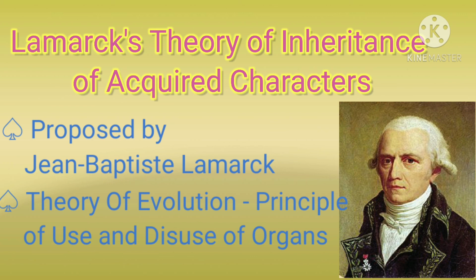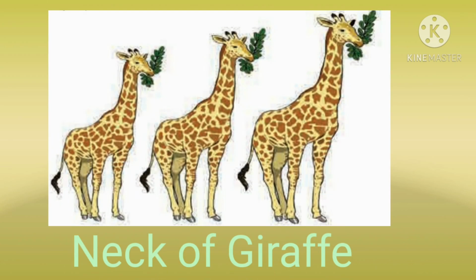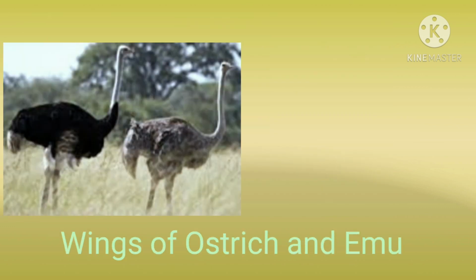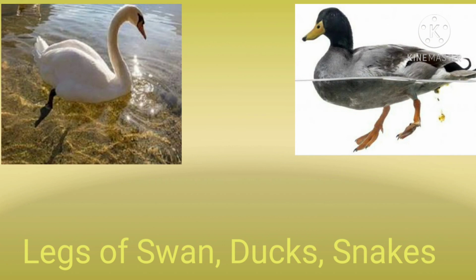Each animal or plant undergoes some changes in its lifespan, and those changes are transferred to the next generation, and such changes occur in subsequent generations too. This theory can be explained with some examples. The neck of the giraffe has become too long due to browsing on leaves of tall plants by extending their neck for several generations. Wings of birds like ostrich and emu have become weak due to no use, and legs of birds like swan and duck have become useful for swimming due to living in water.